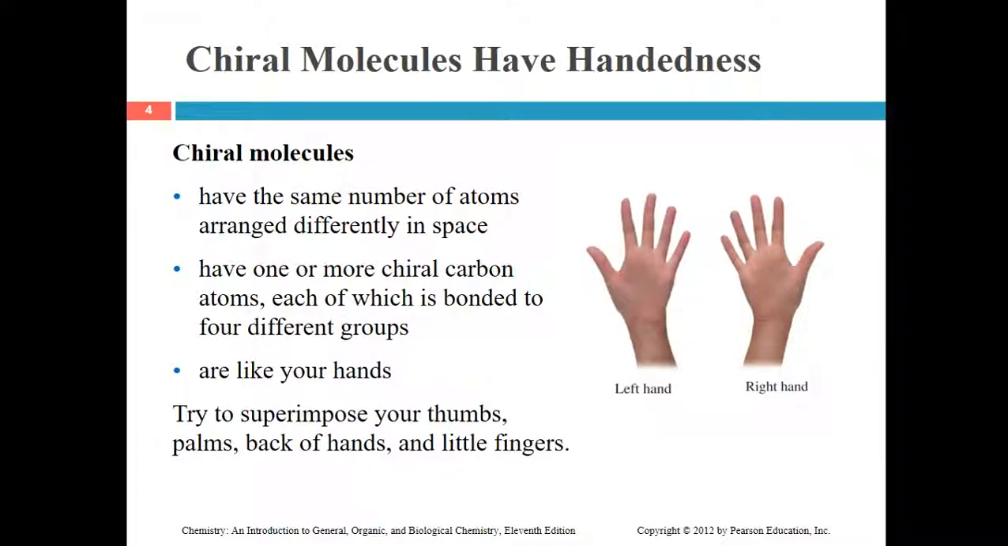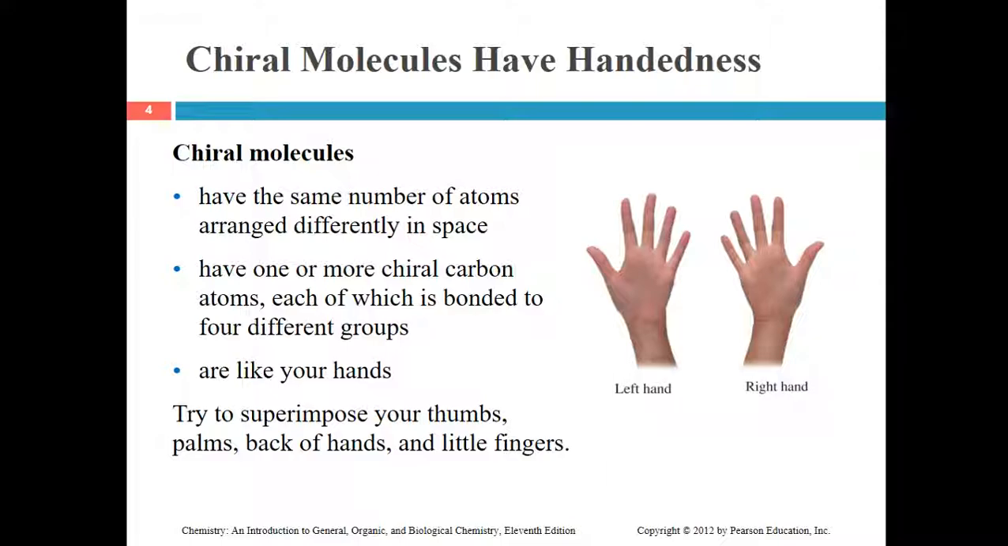Chiral molecules have the same number of atoms arranged differently in space. They have 1 or more chiral carbon atoms, each of which is bonded to 4 different groups. So this is how you can tell if a molecule is chiral or not. Look and see at the groups around that one particular carbon and see if there's 4 different groups. If there are, it will be a chiral molecule.